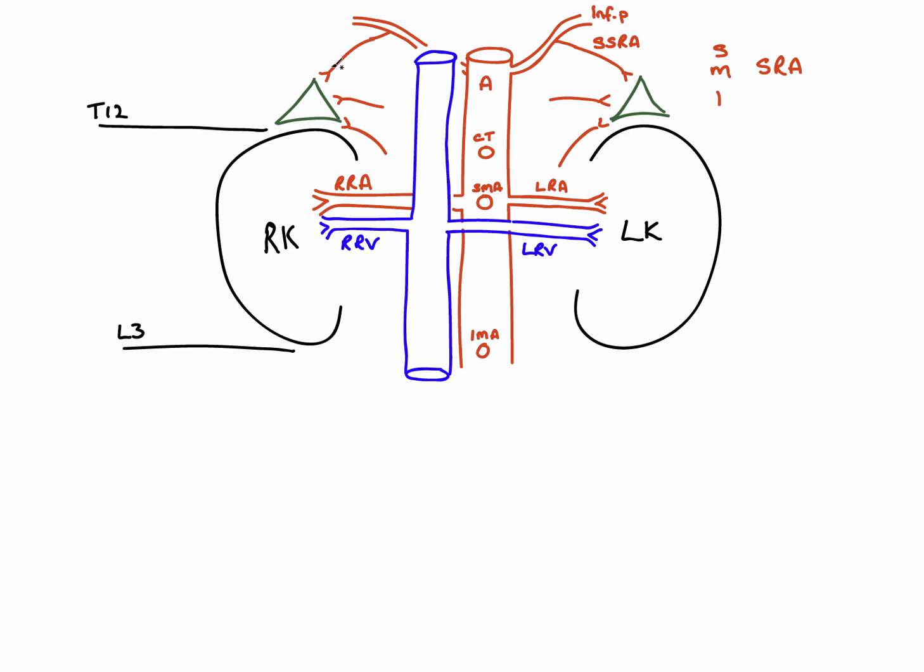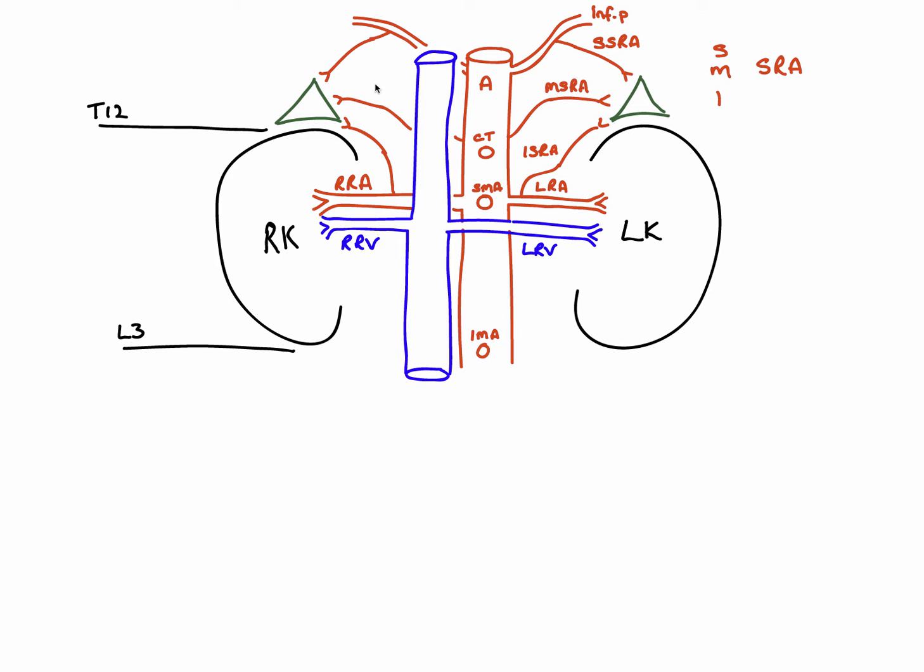We can also see that coming directly off the aorta, we have the middle suprarenal arteries. And we can also see here, coming off the renal arteries, we have the inferior suprarenal artery. So here we have the inferior ones coming directly off the renal arteries. And here we can see the blood supply to both the suprarenal glands and also the kidneys.